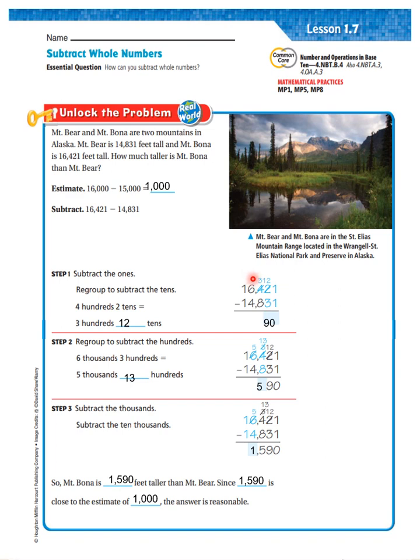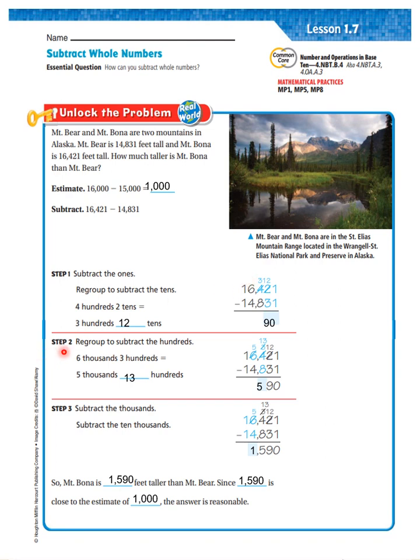So you see the 12 there? That represents 120 because I took 100 from the 4. So now I can take 30 from 120. 12 minus 3, or 120 minus 30, is 90.